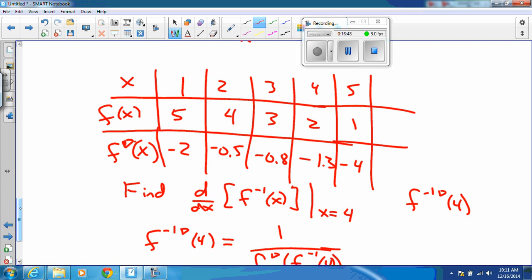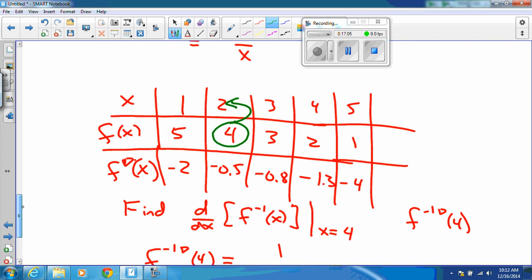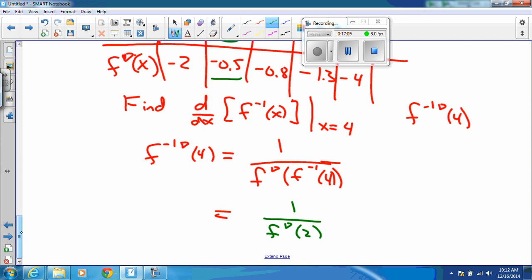So now I evaluate that inside out. I'm going to start with the inside. What is f inverse of 4? To find f inverse of 4, I go back to the place where f is 4 and ask what x solves that equation. What x solves f of x equals 4, and that's x equals 2. So I'm looking at 1 over f prime of 2.